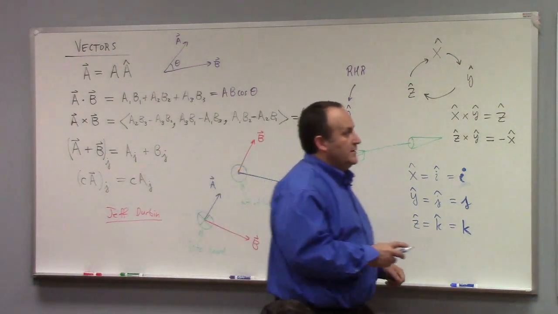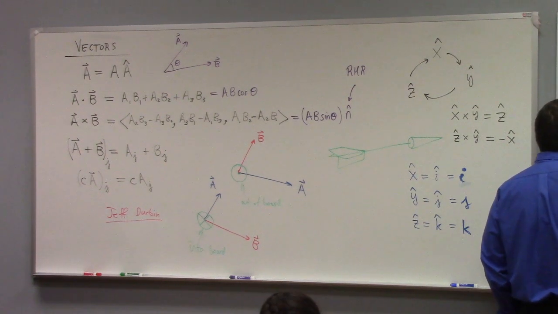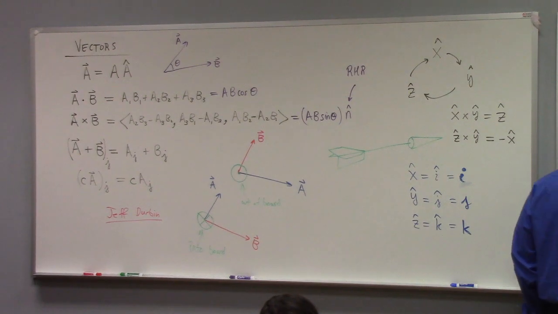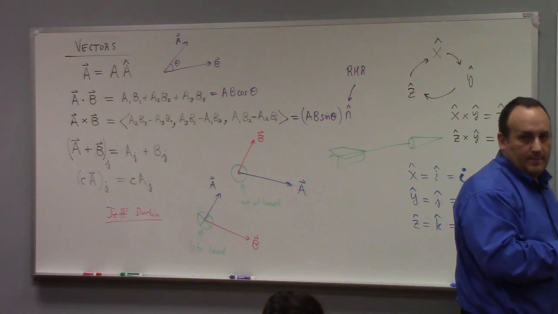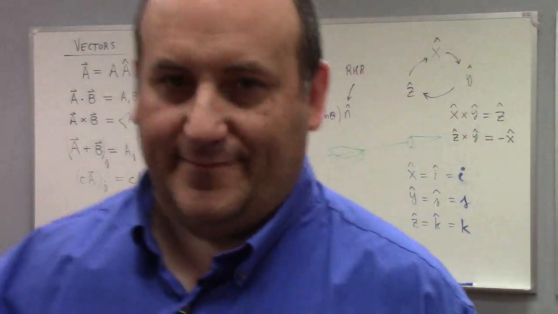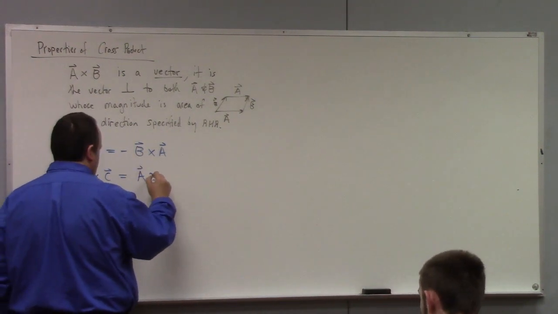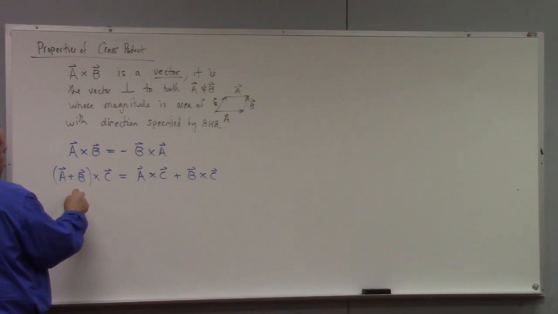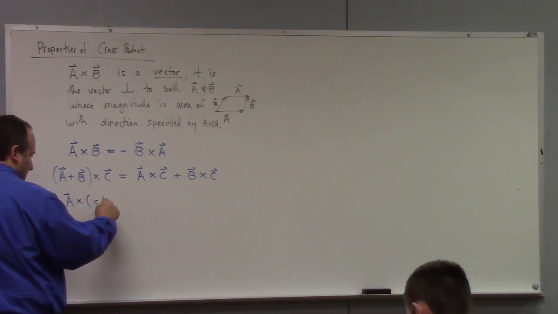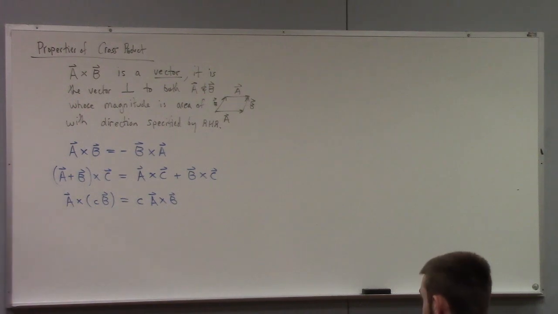Okay, so great. So this is just basically definition. Now here's more interesting ones. A cross B is equal to minus B cross A. If we have a sum of two vectors, A plus B cross C, we have the distributive property: A cross C plus B cross C. And also, if we have A cross a constant times B, that's the constant times A cross B. So these are sort of entry-level properties of the cross product. Other thing to know about the cross product: it's not associative.